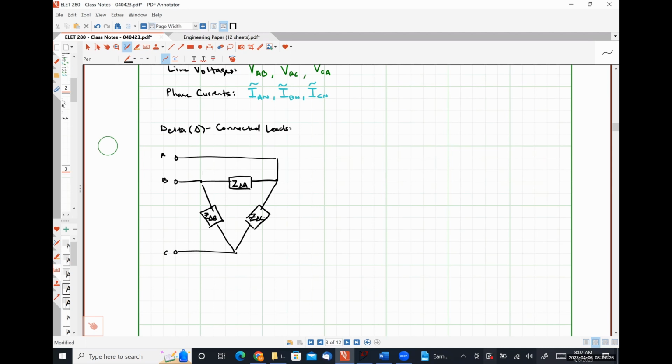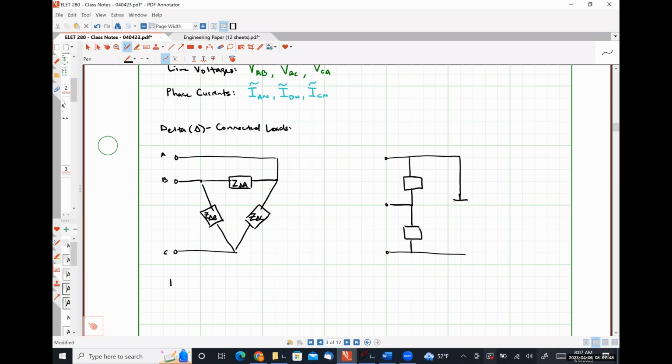Let's see. My other representation is going to look something like this. Here's terminal A, terminal B, and terminal C. So this would be Z delta A, Z delta B, and Z delta C. All right.